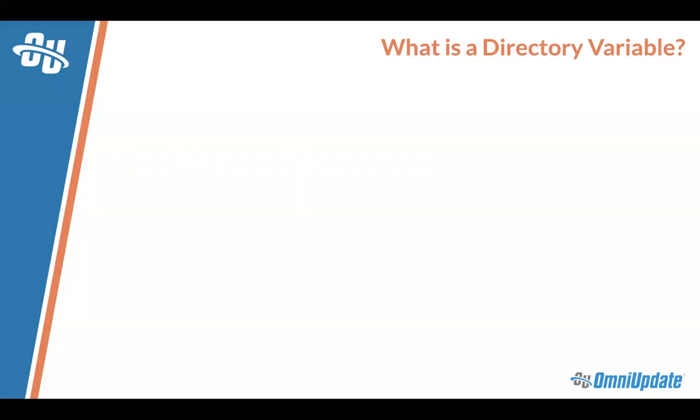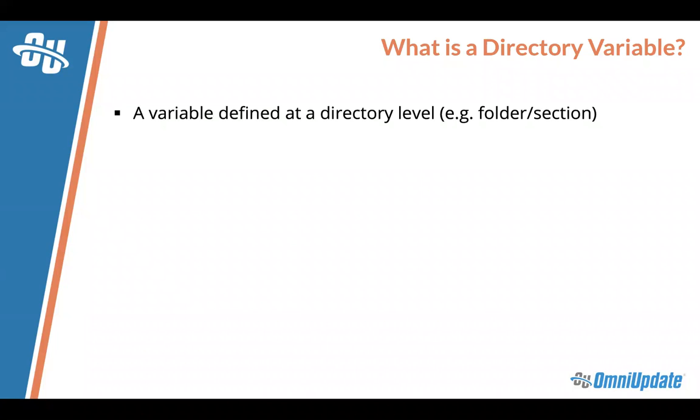So starting at the top, what is a directory variable? A directory variable is a variable defined at a directory level. Essentially, we're talking about values that you can set on a folder or a section and then affect any of the pages or folders within it.